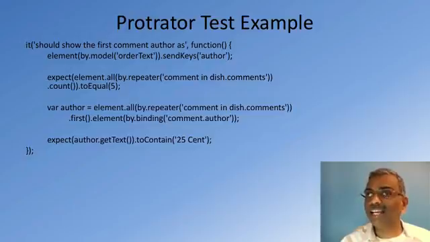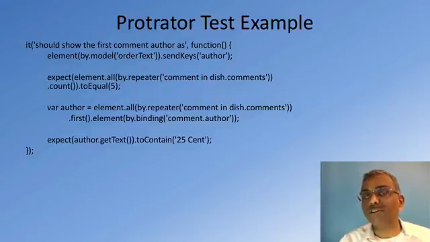So I am carrying out the test using the Jasmine syntax to automatically do this to my browser window, and then check to see if the resulting values being displayed are properly sorted. The resulting comments are properly sorted. So the first one, I say element by model order text, send keys author. Remember, the ng-model attribute that I have associated with the input box there is order text. So I am selecting that, and then I'm saying send keys.